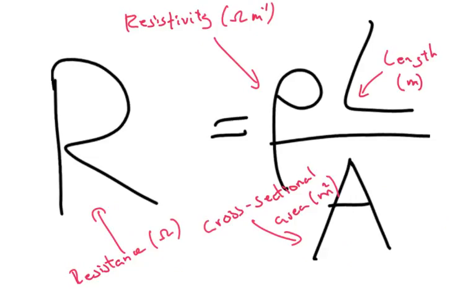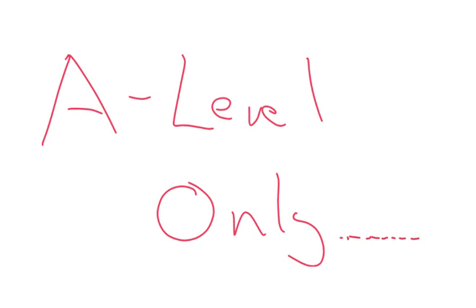Resistance, which is measured in ohms, is equal to the resistivity, which is measured in ohm meters, times by length, which is measured in meters, divided by cross-sectional area, which is measured in meters squared. The next set of equations are only required for the A level.